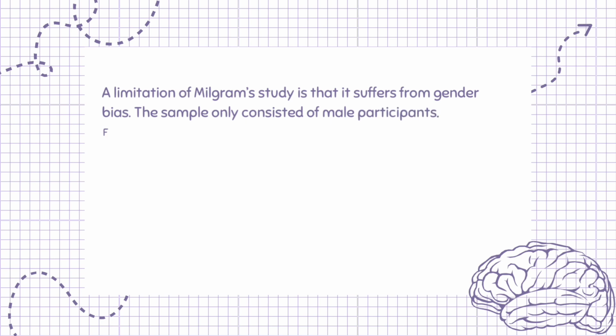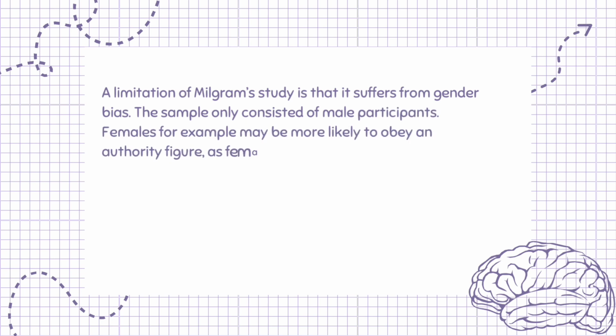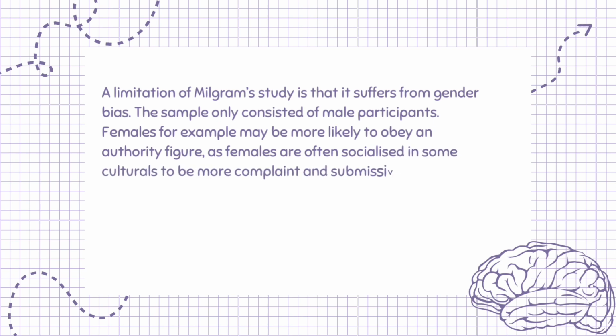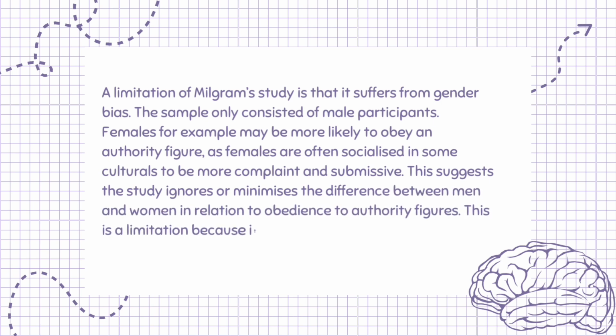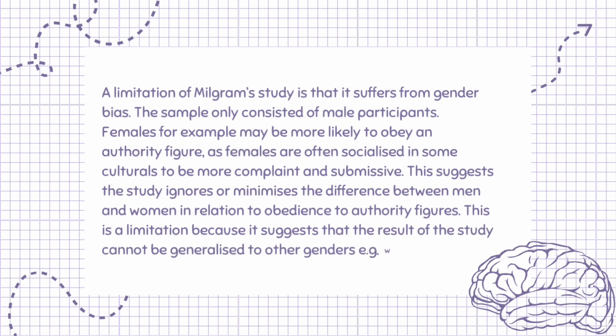The sample only consisted of male participants. Females, for example, may be more likely to obey an authority figure, as females are often socialized in some cultures to be more compliant and submissive. This suggests the study ignores or minimizes the difference between men and women in relation to obedience to authority figures. This is a limitation because it suggests that the results of the study cannot be generalized to other genders, e.g.